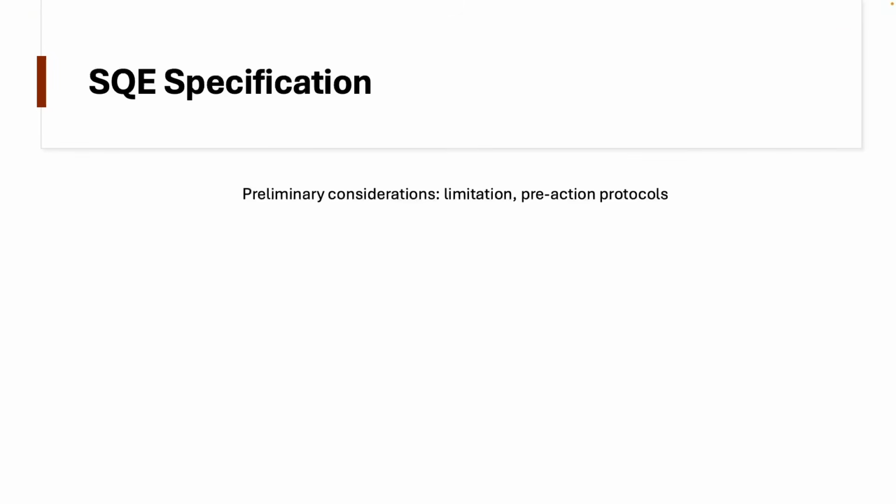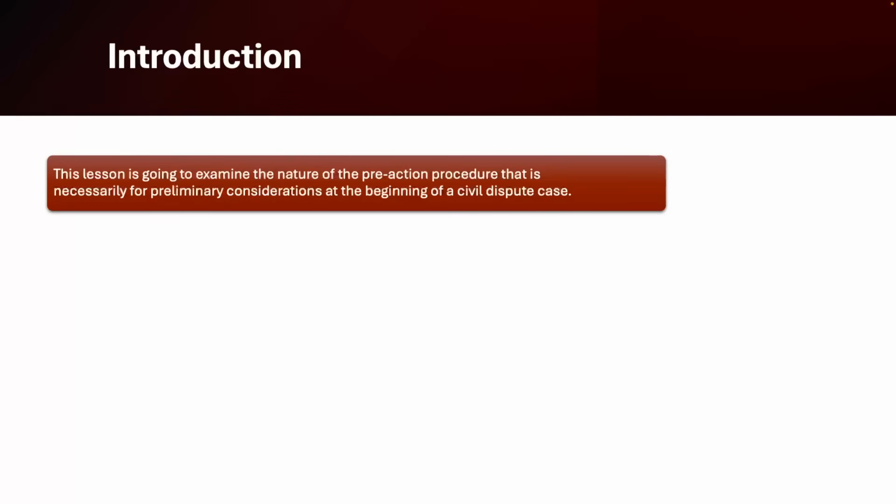So we're still on the preliminary considerations section of the SQE specification. The last video spoke about limitation. This video is going to think about the pre-action protocols. And ultimately, we'll examine what is essentially the pre-action procedure that is necessary for preliminary considerations at the beginning of a civil dispute case.